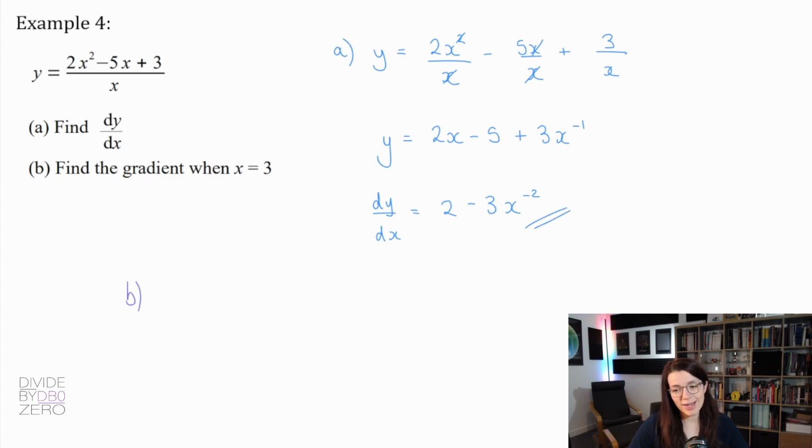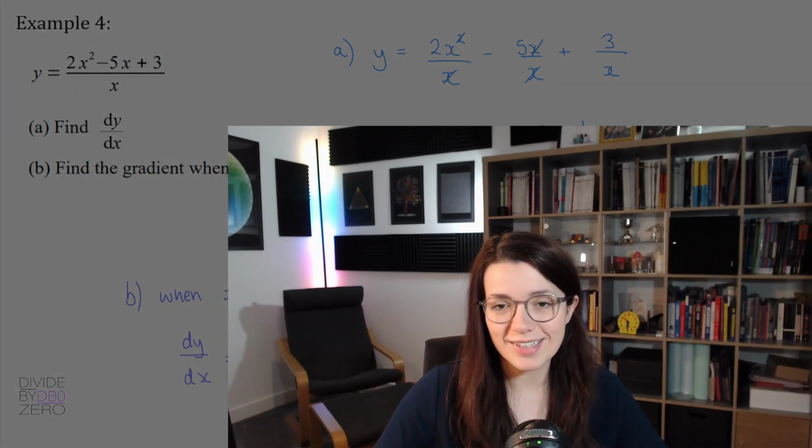Part B, find the gradient when x equals 3. Again, because dy dx is the gradient, all we need to do is sub x equals 3 into dy dx. You can just type that into your calculator, and when you do, 5 over 3 would come out, and that's the final answer.